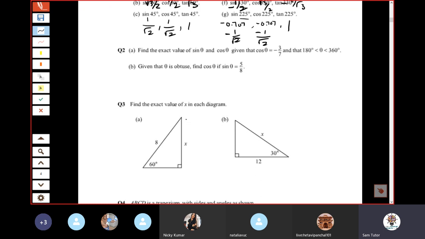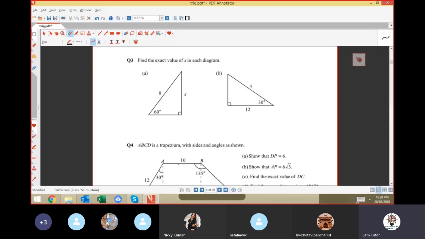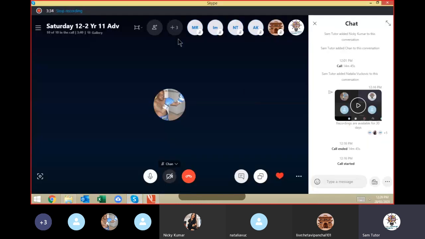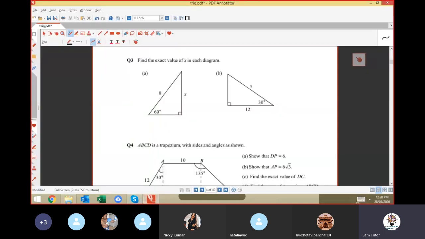All right. Let's do question 3, you guys. Find the exact value of x in each diagram. So, whose turn was it? Larson. Let's do question 3A together. What must you use to solve this? Well, opposite over hypotenuse. Do you remember what trig ratio that was?